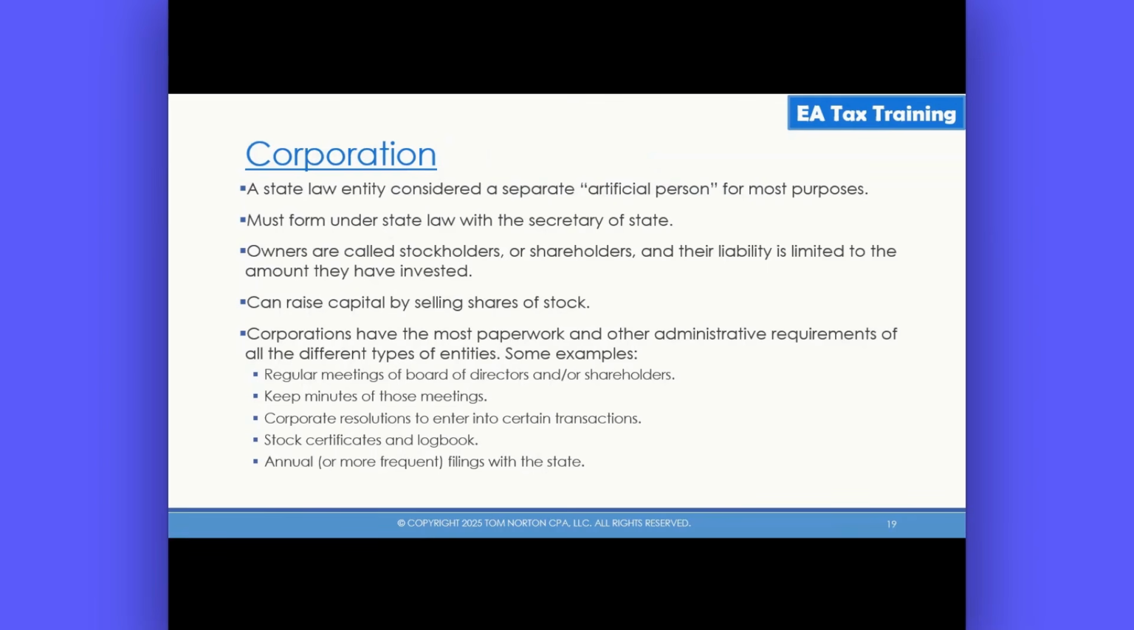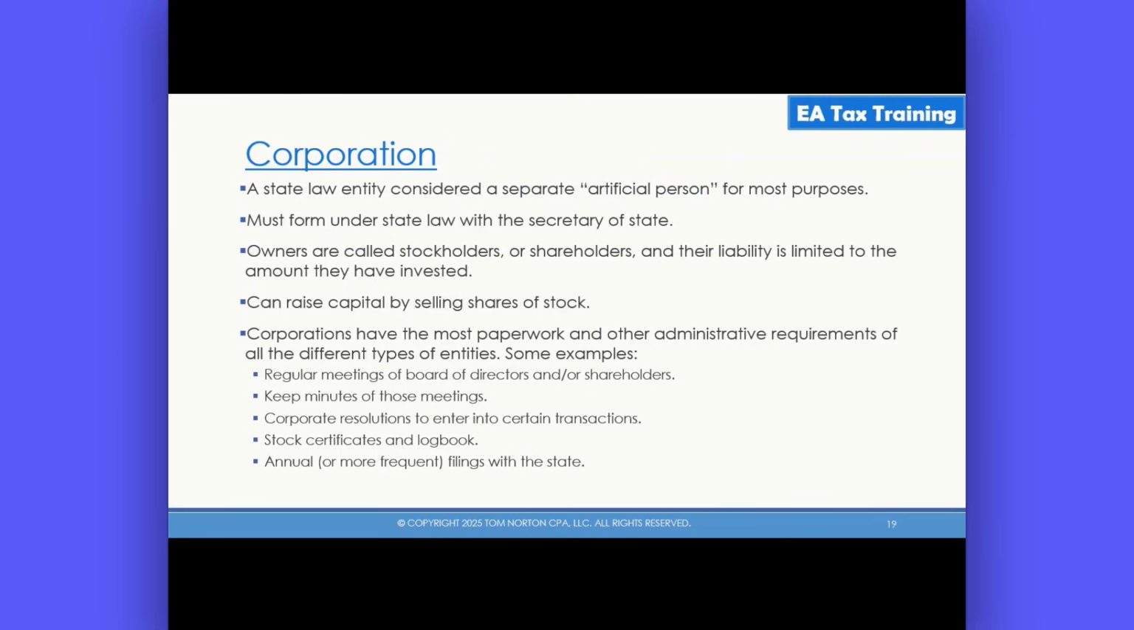This is a state law entity, and it is considered a separate artificial person for most purposes under state law. It must be formed, of course, under state law with the Secretary of State. The owners are called either stockholders or shareholders, and their liability is limited to the amount they have invested.